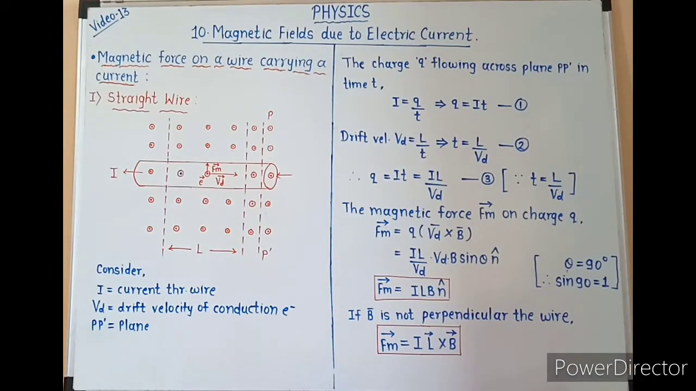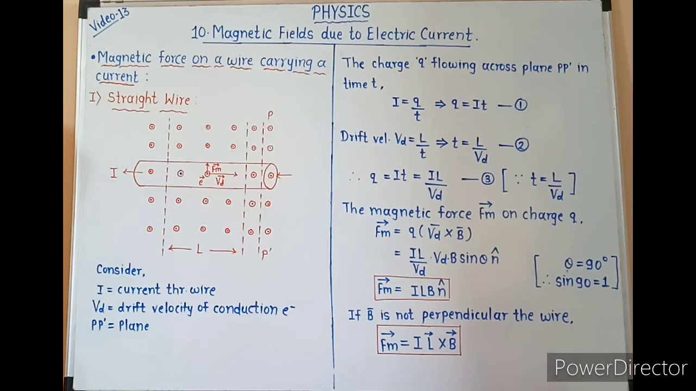In the physics lecture, in the last session, we started lesson number 10, magnetic fields due to electric current. In that, we studied magnetic force and Lorentz force. Magnetic force is given by the equation Fm bar is equal to Q into V bar cross B bar, and Lorentz force is nothing but the addition of force due to electric field and force due to magnetic field.